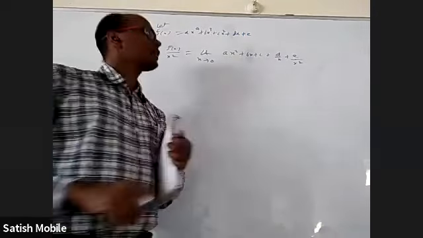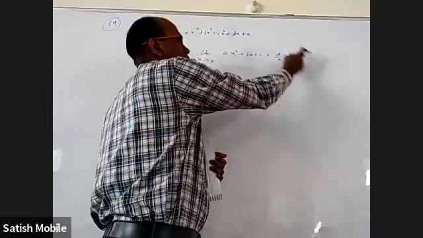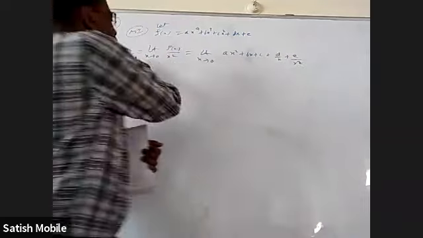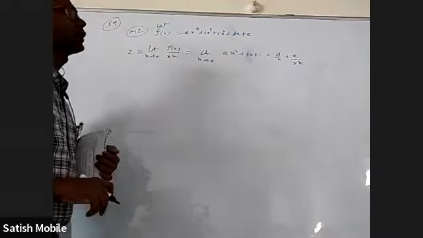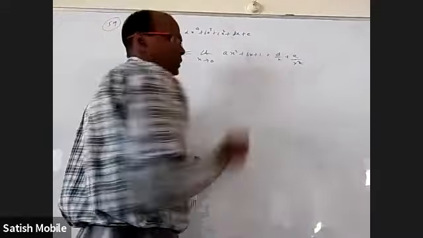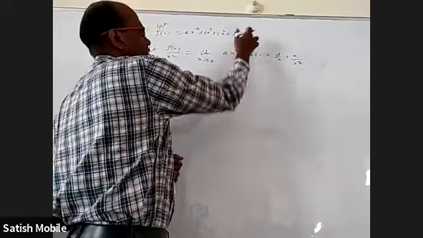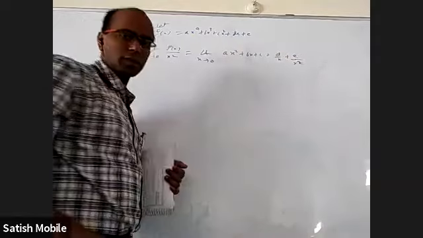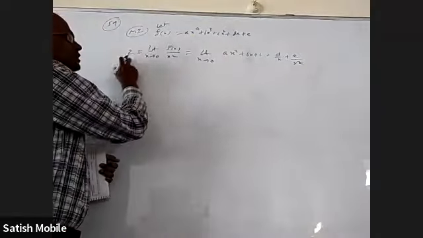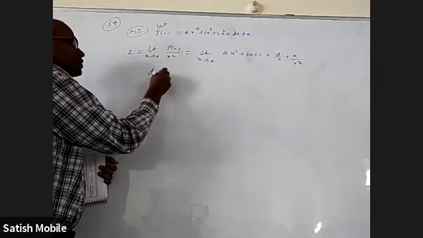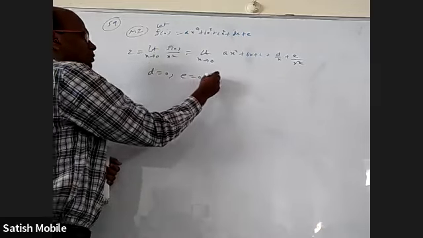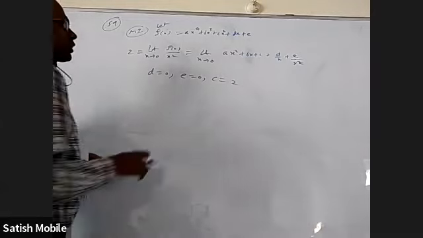If d and e are non-zero, this will be infinite. But I want the limit to be equal to 2. That means d should be 0 and e should be 0. Then only those terms will not be there. If this is 0 and this is 0, they will not be there and you can have a limit. So for this answer to be 2, d must be 0, e must be 0 and c must be 2. So I already got quite a bit now.